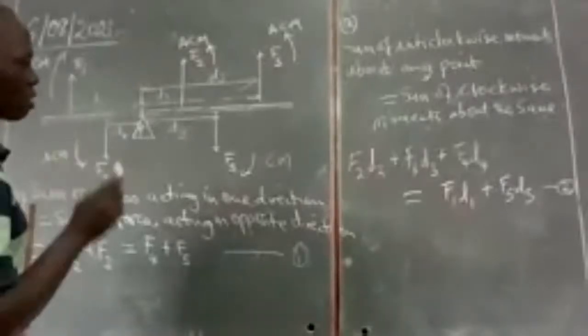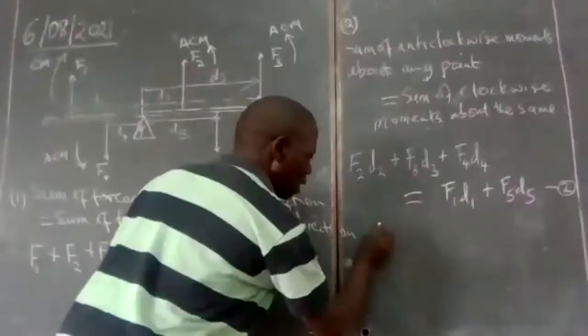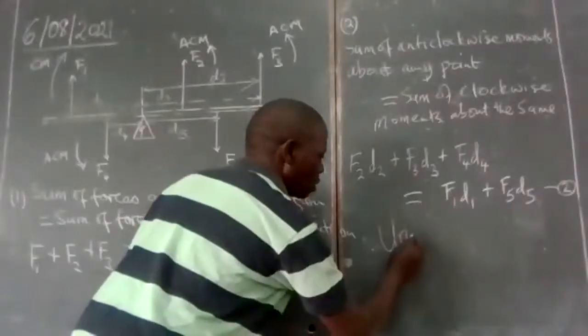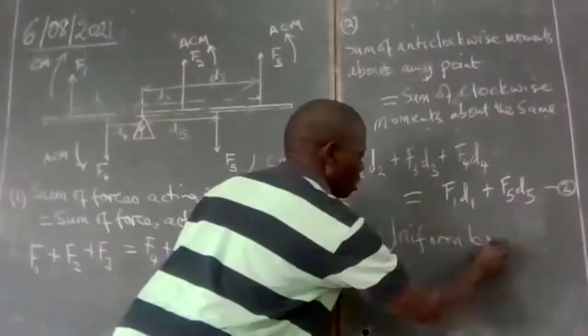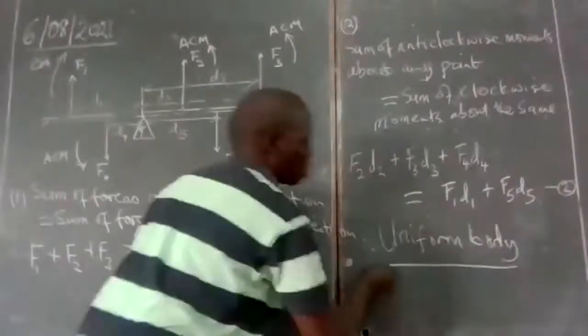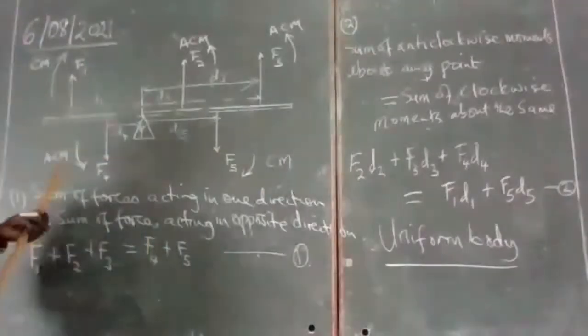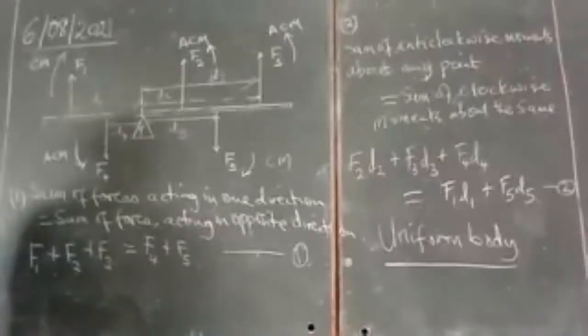Good. Now I want to remind you about a certain word. Do you see what I've written on the board? What is this word? Uniform body. Uniform body. What do we know about a uniform body?